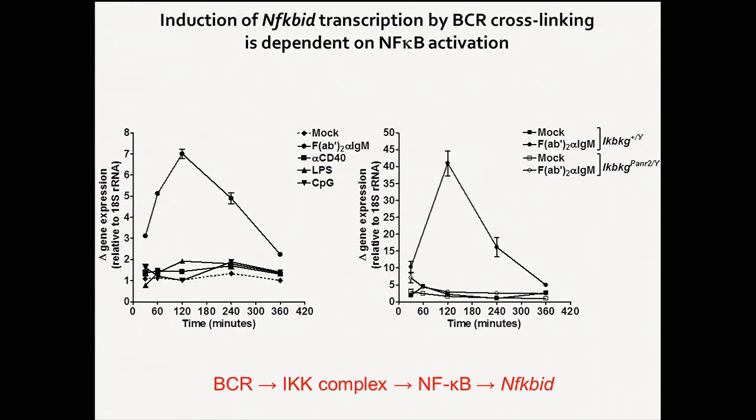And induction of the gene also depended on the IkB kinase complex, because a NEMO mutant that we had in our collection, called Panr2, would prevent IgM-stimulated induction of the gene. Therefore, it seems that the BCR somehow signals to the IKK complex. Probably through NF-kappa-B, it induces the NFKBID gene.